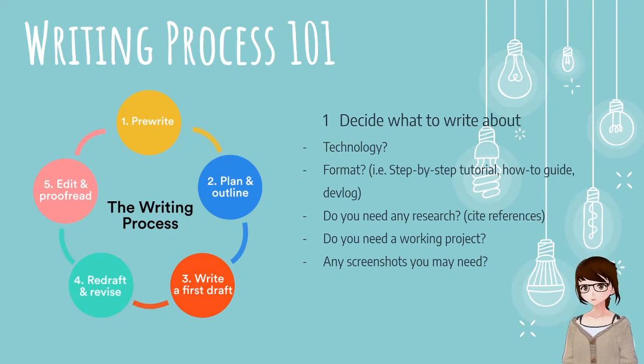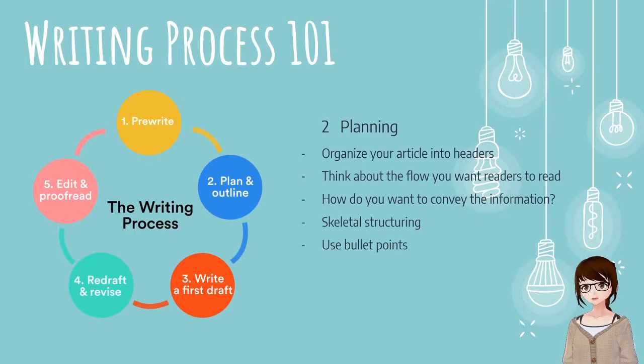And that's step 1. So the next step would be planning and outlining. So that's when you already have your topic decided and you already know what you want to write about. So the first thing I would do is definitely organize the article into headers. So think about what are the main ideas that you want for your article. Think about the flow that you want your readers to follow. So it has to be smooth, logical, and not all over the place. So organizing is definitely an important step that I wouldn't skip in the writing process.